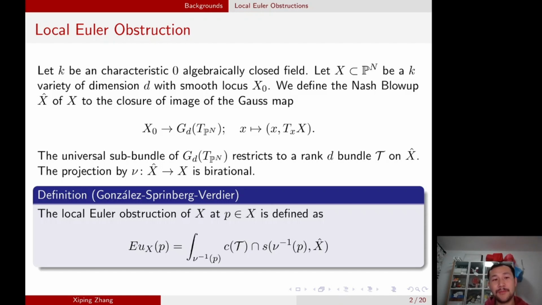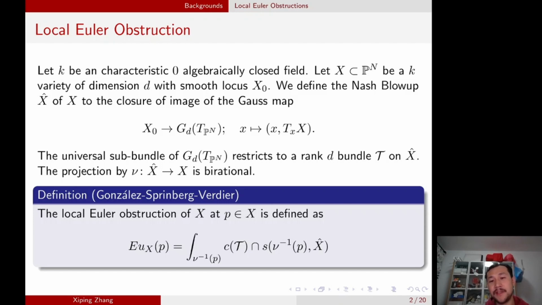We define the Nash blowup of X to be the closure of the image of the Gauss map. Basically you take a smooth point of X and you map it to the pair of X with its tangent bundle. The closure is taken inside the Grassmannian bundle of the tangent bundle of P^n, and this closure is called the Nash blowup. The universal bundle of the Grassmannian restricts to a vector bundle on X hat, and you can see that this actually extends the tangent bundle along the smooth part of X. We will denote the projection by mu, this is a birational map.